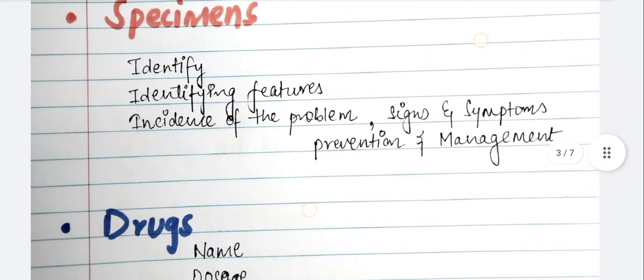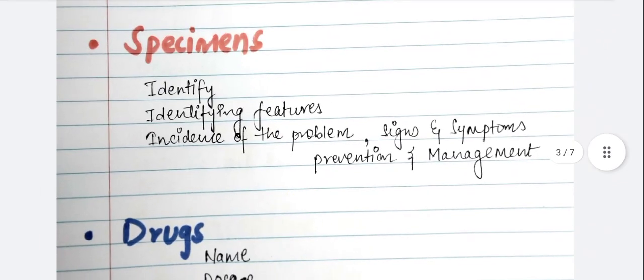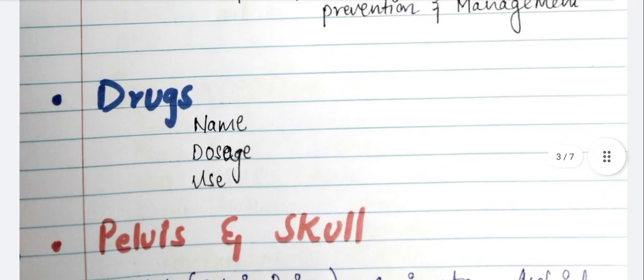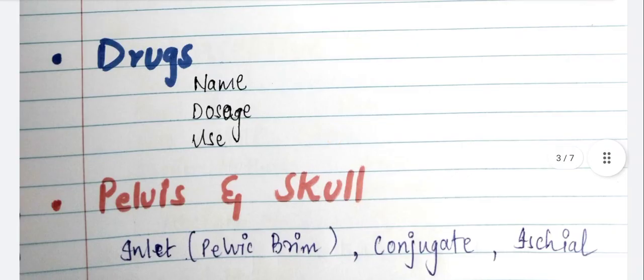Specimen, they'll ask you questions like identify the specimen, identify the features, by which features you are identifying the specimen, and incidence of the problem, signs and symptoms, prevention and management. On drugs they'll ask you the name, the doses of the drug, and the use.